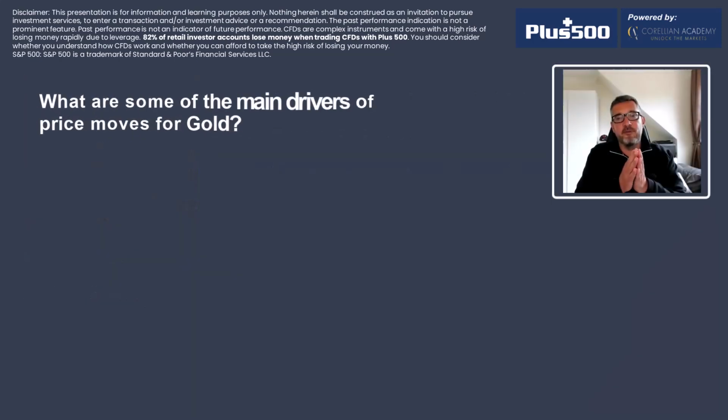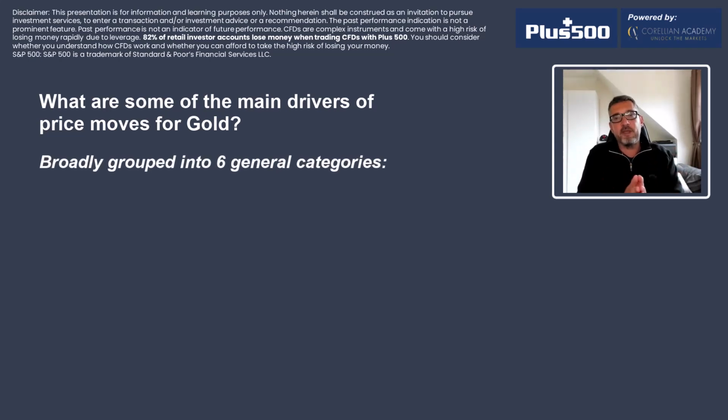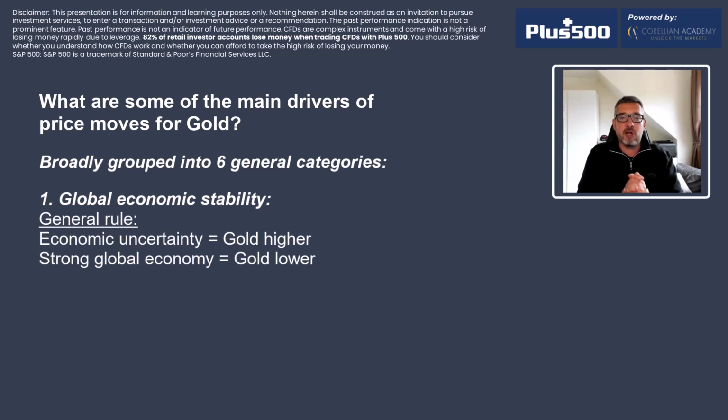Okay, let's look at some of the main drivers of price moves for gold. These can broadly be grouped into 6 general categories. Number 1, global economic stability. During times of economic uncertainty or instability, gold prices typically rise as investors seek safe haven assets. Conversely, when the global economy is strong, gold prices may weaken as the demand for riskier, higher yield investments increases.